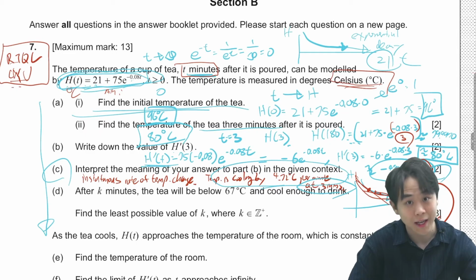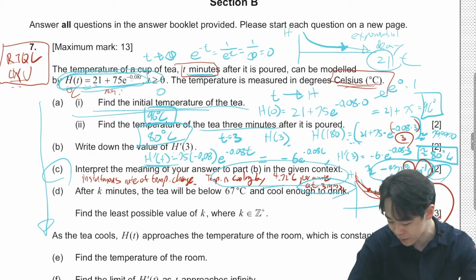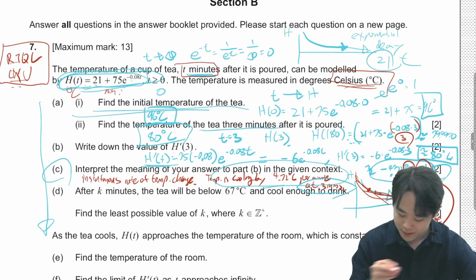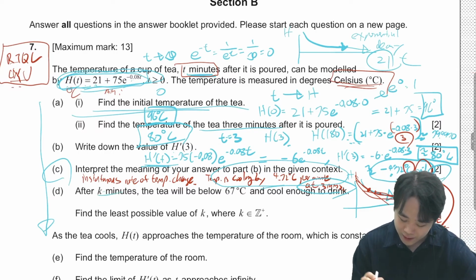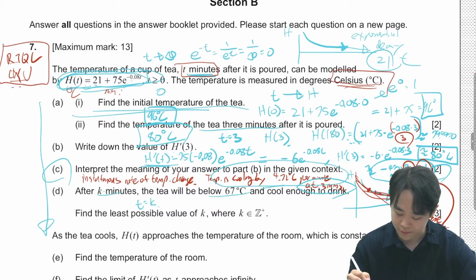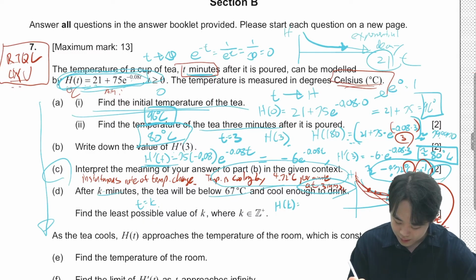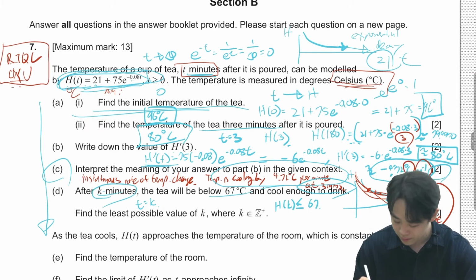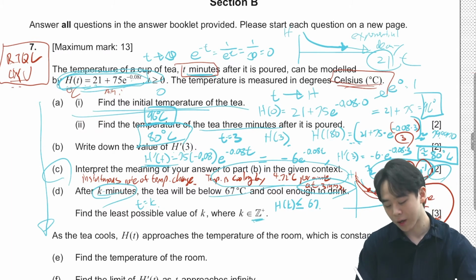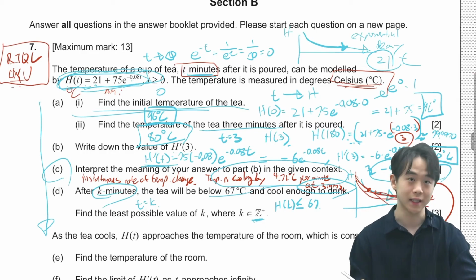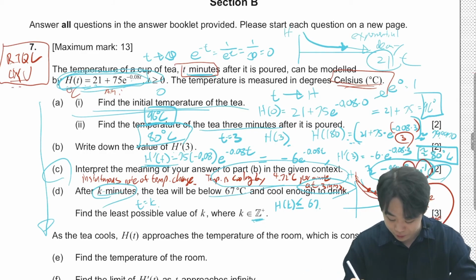The negative sign indicates that temperature is dropping, and the exact quantity with units is 4.72 degrees Celsius per minute. Okay, next. After k minutes, so when t equals k, the temperature will be below 67 and cool enough to drink. So we want to look for h(k) to be less than or equal to 67, right? But since it's k minutes, I guess we have to round, because k belongs to the set of Z plus. Z is integer, so k must be a positive integer.